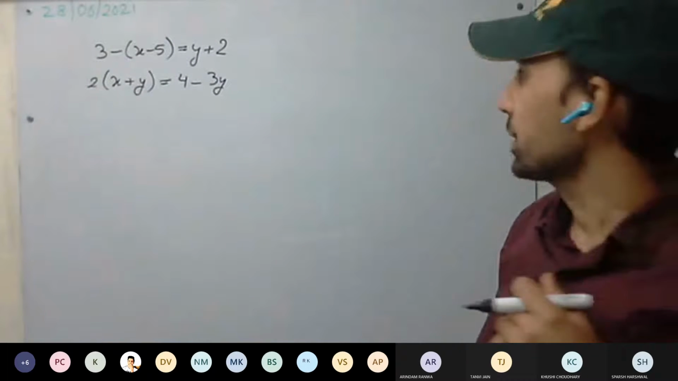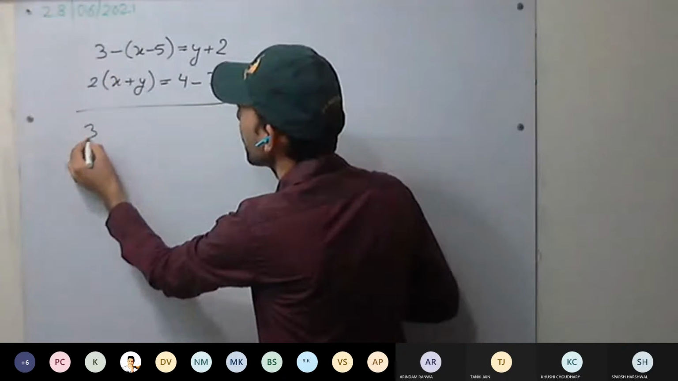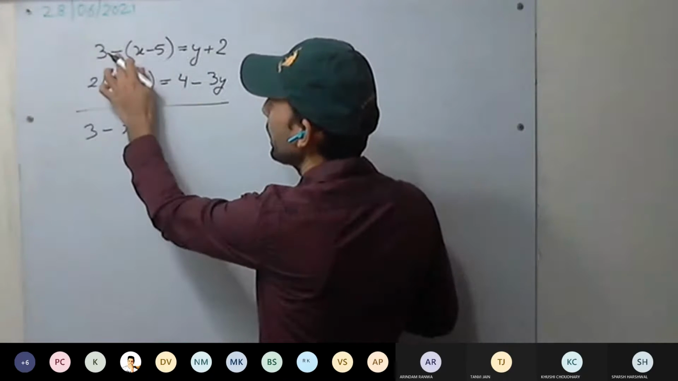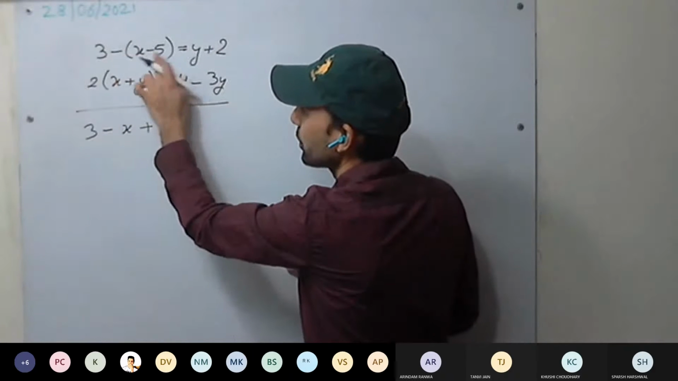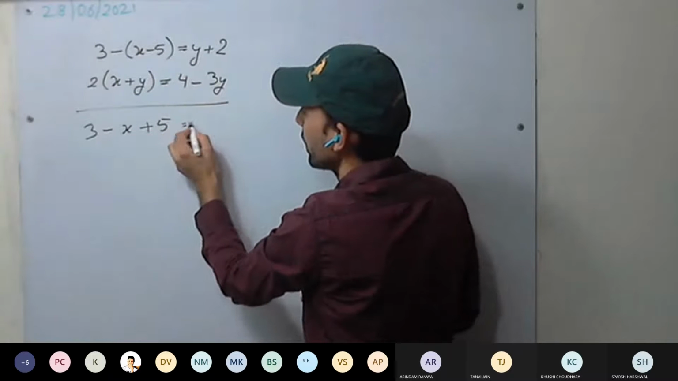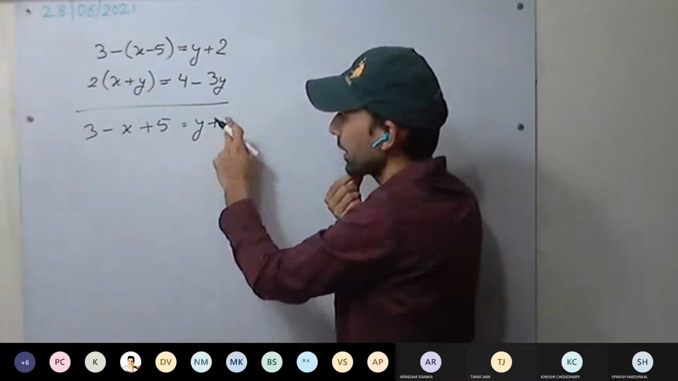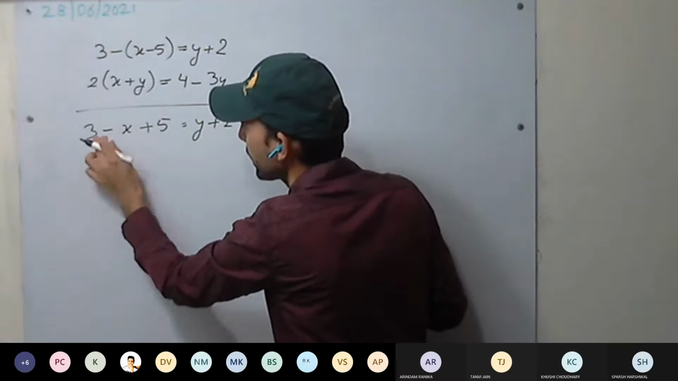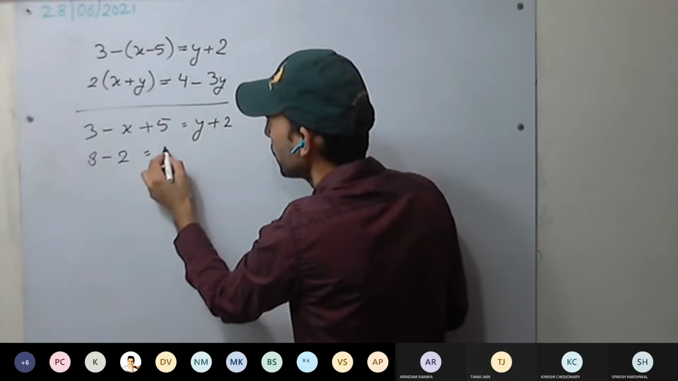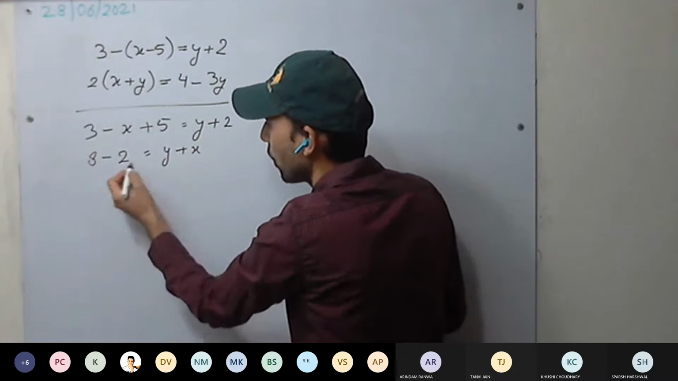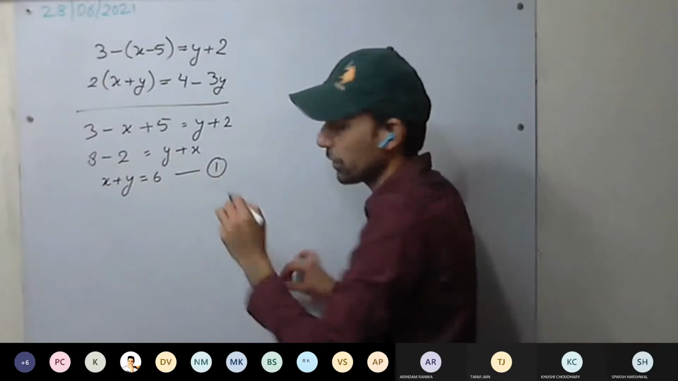Okay, so first we will be simplifying these equations. I am taking the first equation, 3 minus x, it will be plus 5. Minus is being multiplied with both. So minus x plus 5 equal to y plus 2. Take x this side, all the constants on the other side. 3 plus 5, it's 8 and minus 2 equal to y plus x. Or we can write x plus y equal to 6. This will be our first equation.